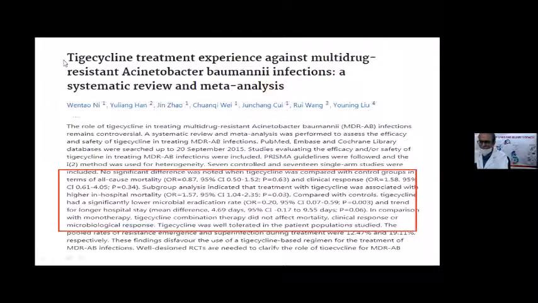As you can see in one of the papers, Tigecycline treatment experience against multidrug resistant Acinetobacter baumannii, a systematic review and meta-analysis. This paper clearly shows that subgroup analysis indicates that treatment with Tigecycline was associated with high in-hospital mortality compared with the cohort. Tigecycline has a significantly lower microbial eradication rate, as we have discussed, and that results in an increase in the hospital stay.